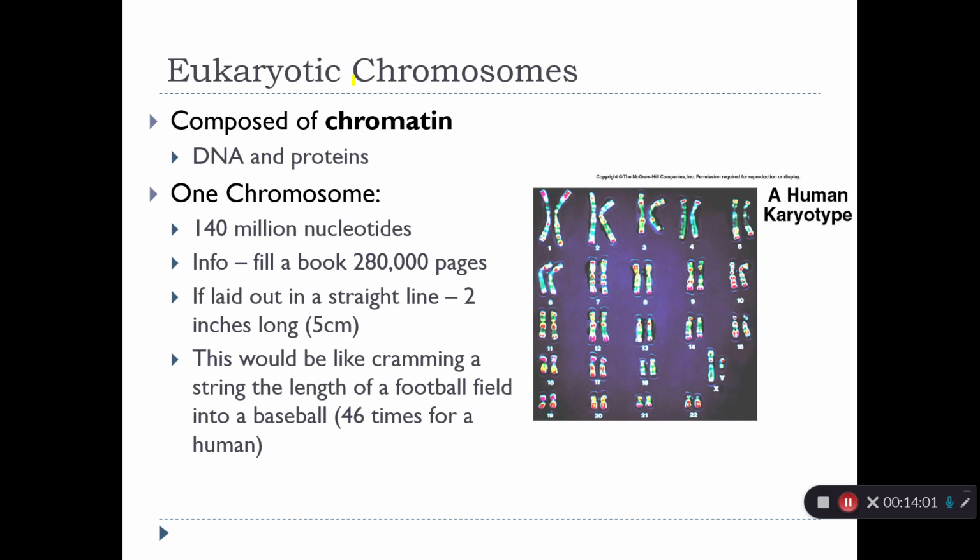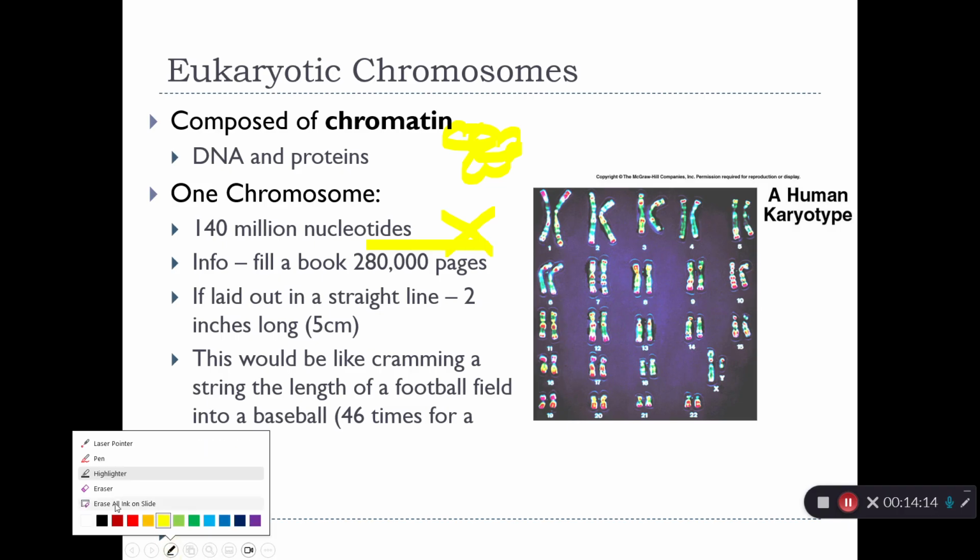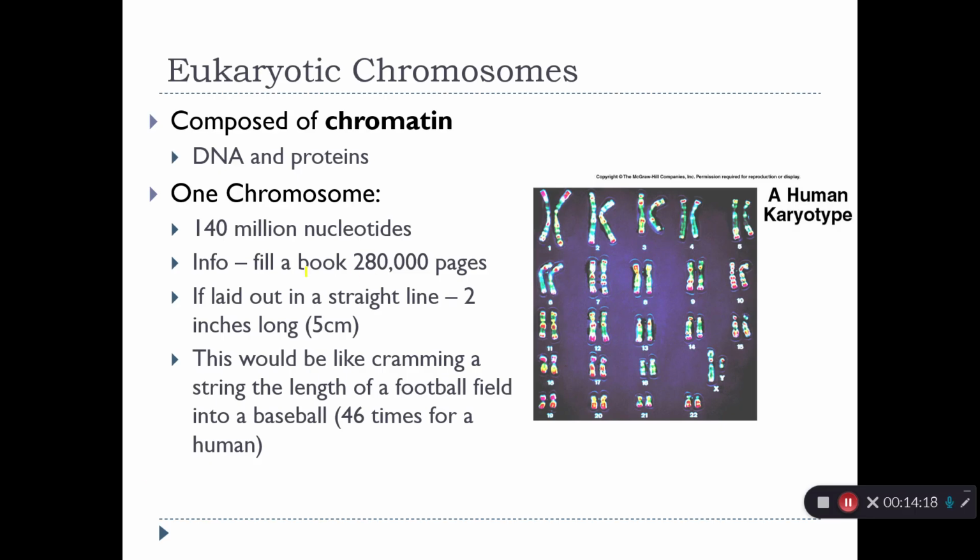Okay, we talk about chromosomes. Remember I told you chromatin is loosely coiled. It looks like spaghetti and meatballs. Chromosomes are tightly coiled in the shape of an X. Except that didn't go over well. And so you can see chromatin loosely coiled, chromosome tightly coiled, 140 million nucleotides.